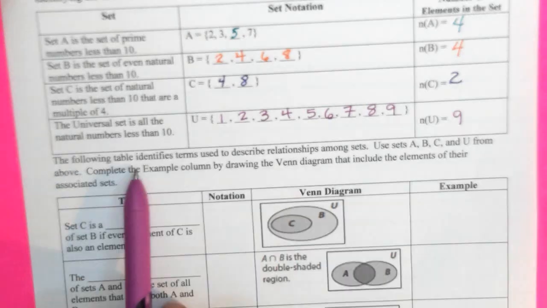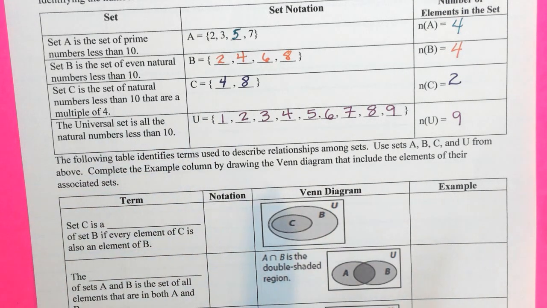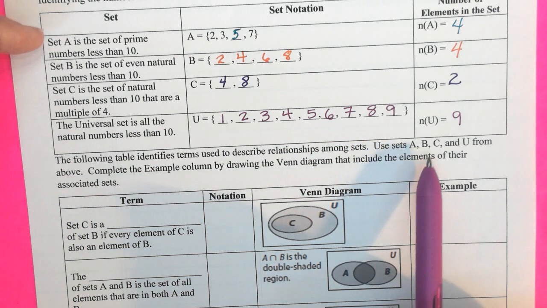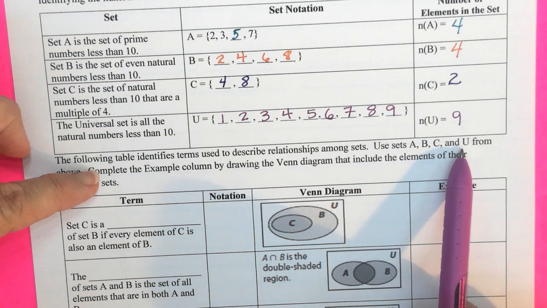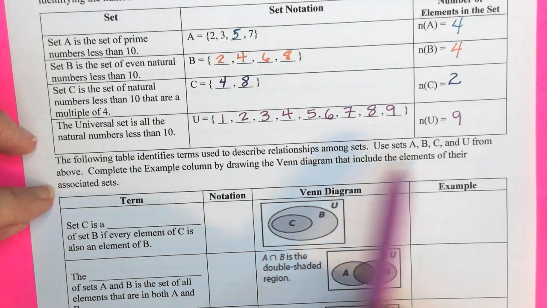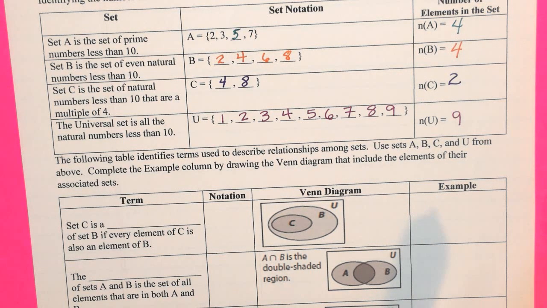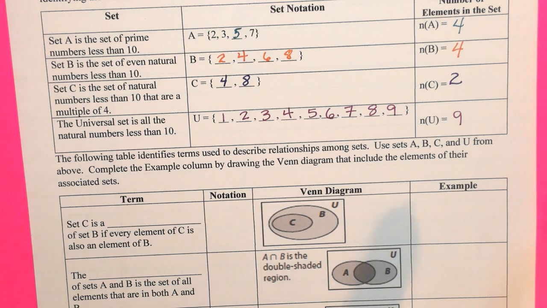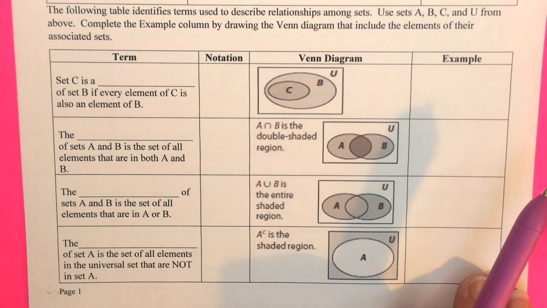And it says the following table identifies terms used to describe relationships among sets. Use sets A, B, C, and U, which we just notated above. Complete the example column by drawing the Venn diagram, then include the elements of their associated sets. So we're going to need to reference back up here. I'm not sure how well the camera's going to like that movement, so I think I might need you to open up your keyed notes or have written this down.